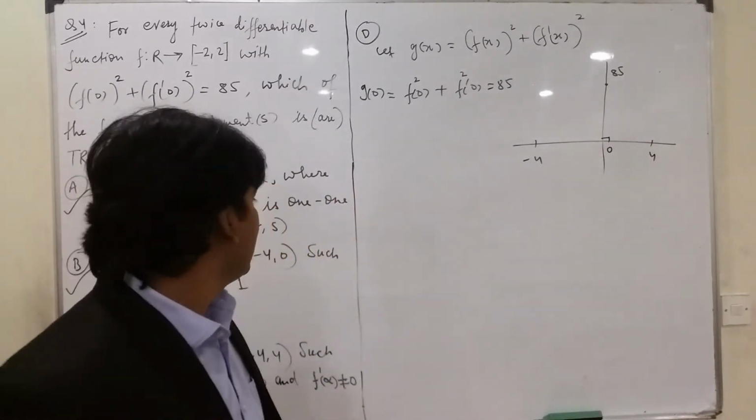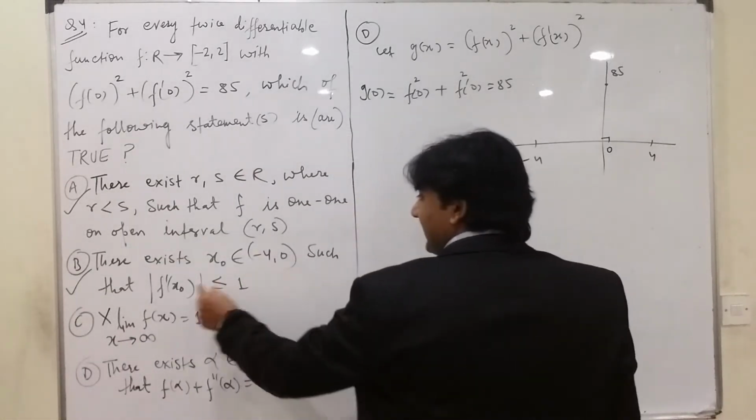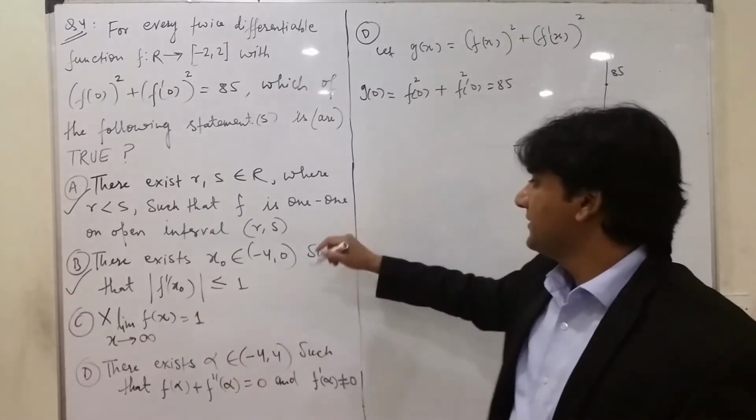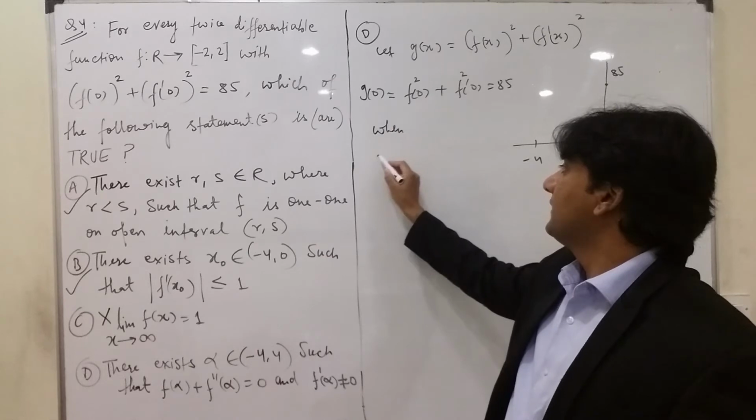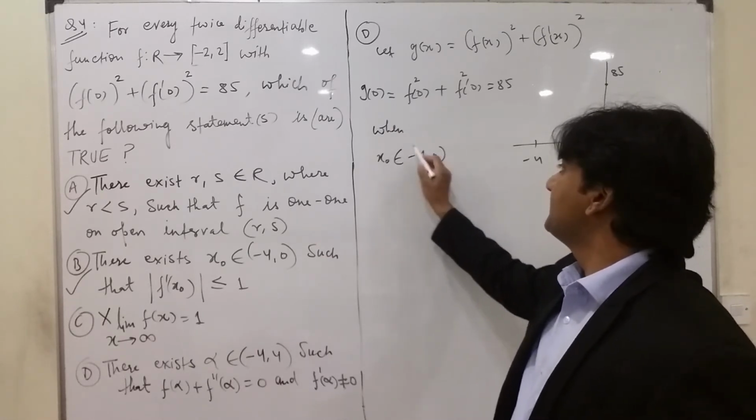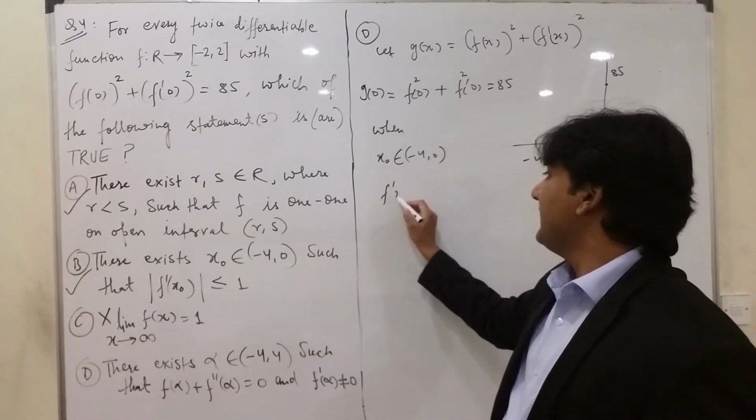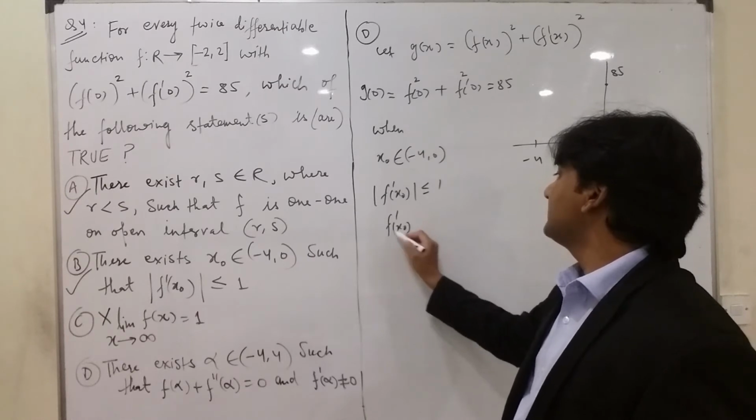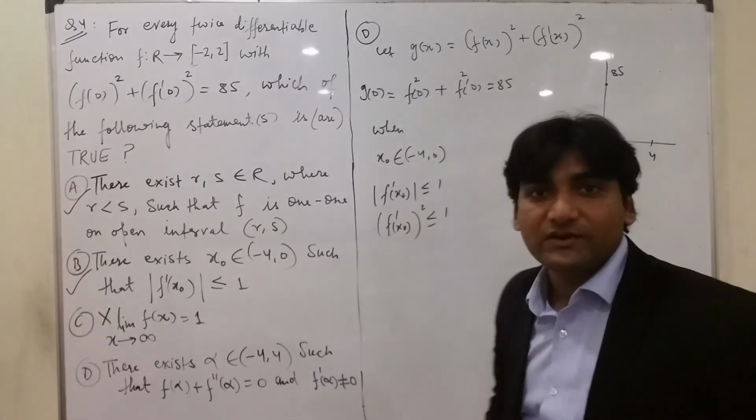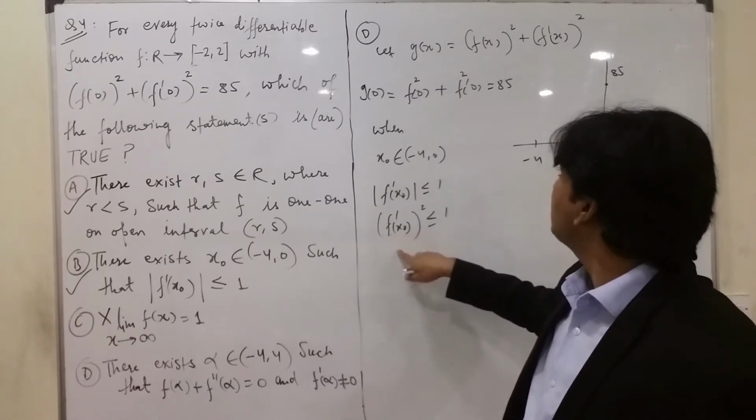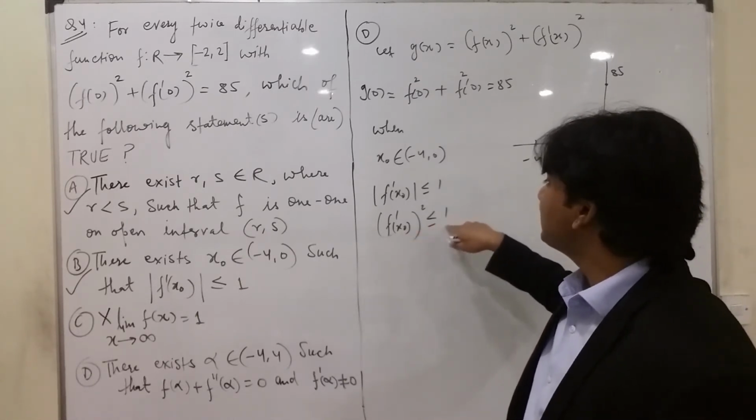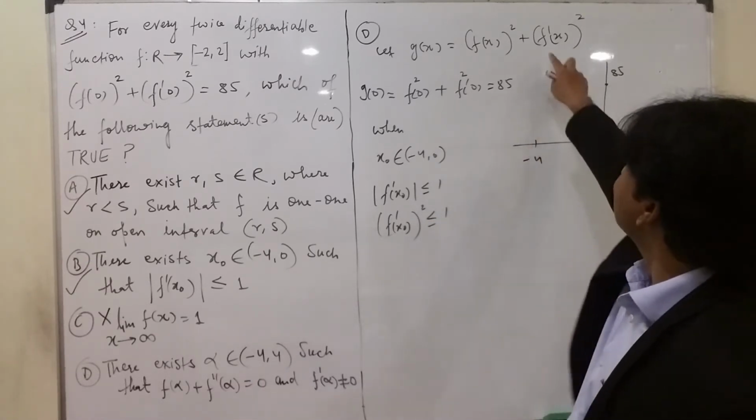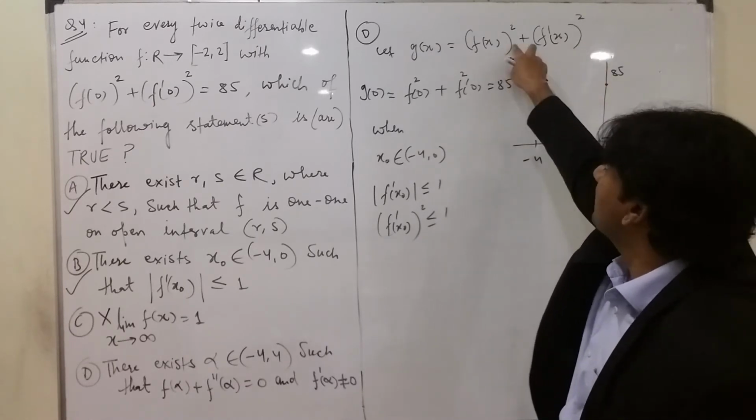Okay, we understood. Between -4 to 0, |f'(x0)| is less than 1. We have to understand this. When x0 belongs to -4 to 0, we already proved this. |f'(x0)| is less than 1, so f'(x0) whole square is also less than or equal to 1, right? Now again we have to understand, what is this? This is f'(x) whole square, and this is f(x) whole square.